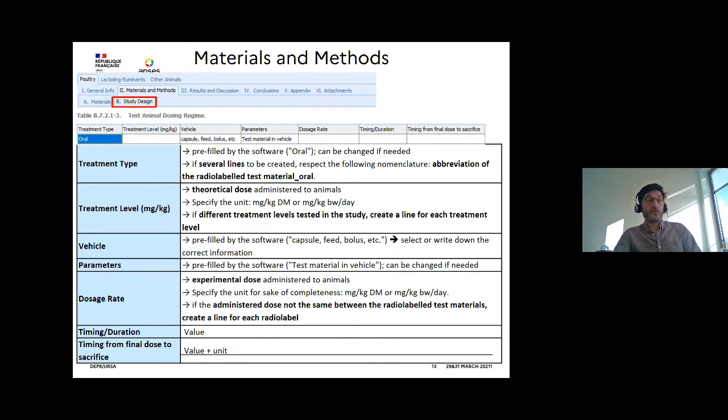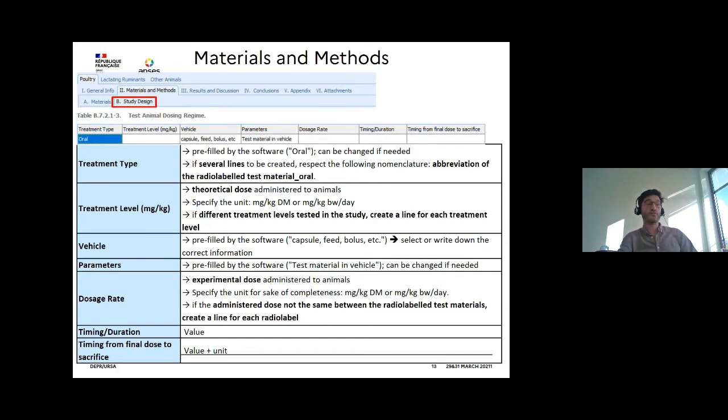The second tab of Part B study design is relative to test animal dosing regime. The treatment type column is pre-filled by the software, but you can change it if necessary. If several lines have to be created, respect the following nomenclature: abbreviation of the radiolabel test material, underscore a role.